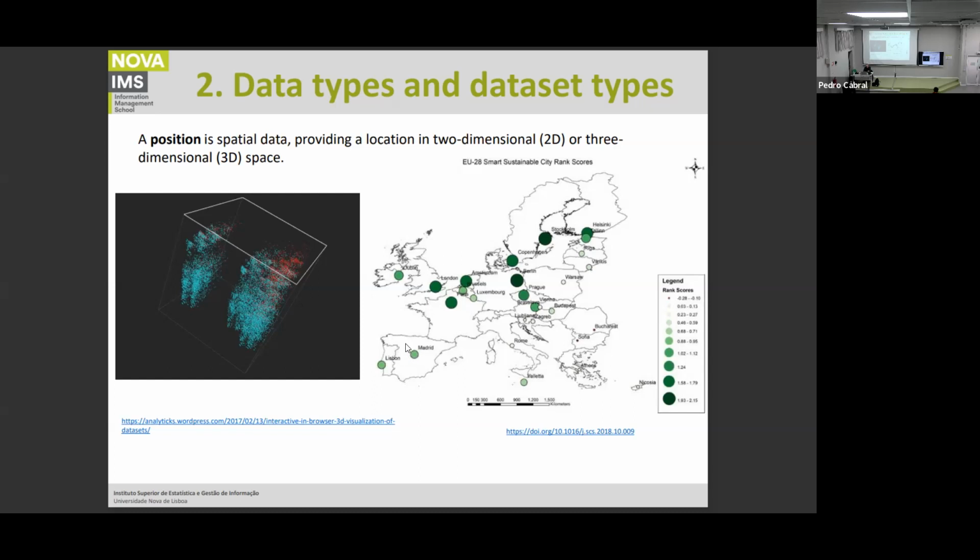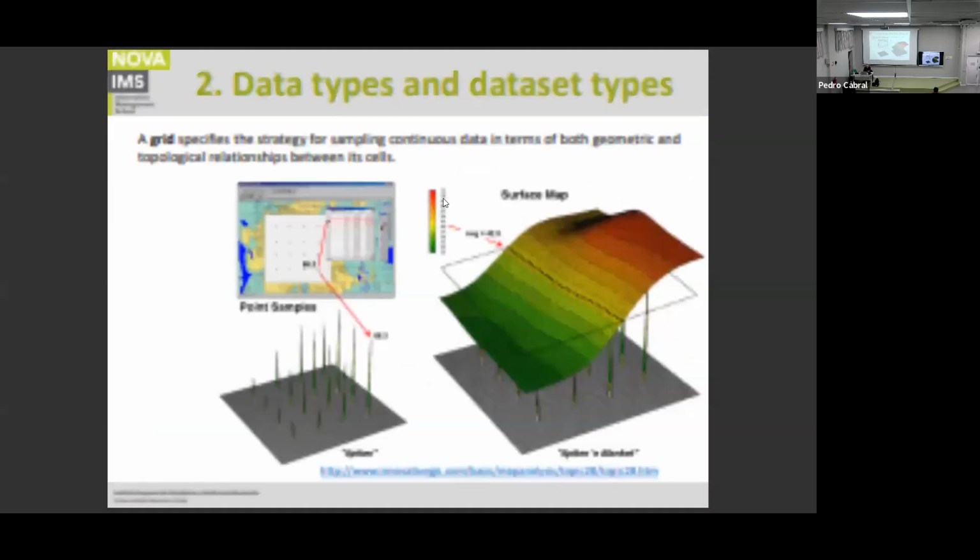Each line is one country, and then we have multiple attributes. It can be the name of the country, it can be the value of this rank score, and then we can represent the value of the rank score using some kind of symbology, in which you create classes for representing continuous values. So consider the possibility of using spatial data. I think it's very, very interesting.